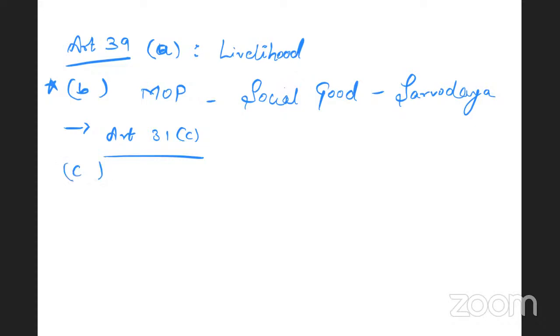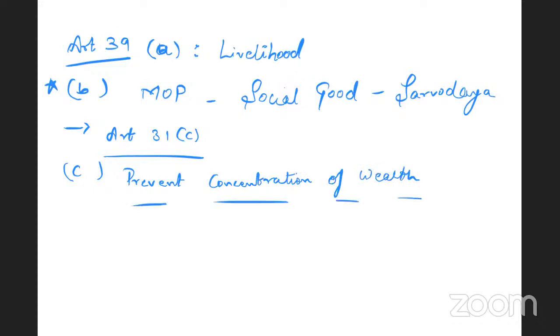Article 39 Clause C states that the state is to prevent the concentration of wealth and the means of production which goes against the interest of the society. This is also promoting the idea of Sarvodaya. There shall not be concentration of wealth in limited hands. It should be distributed amongst different constituents of the society.